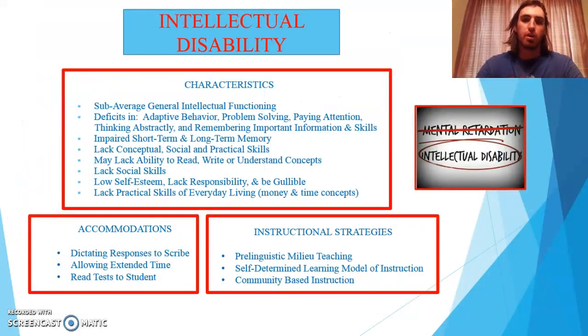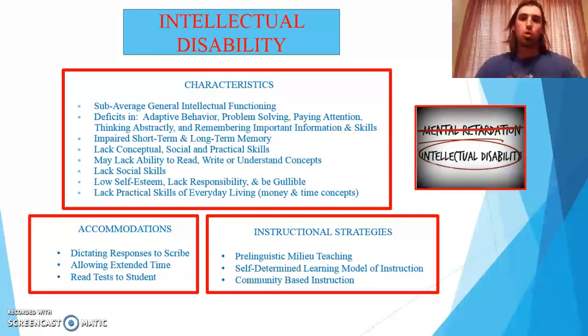Next, we're going to move on and talk about intellectual disability. Individuals with an intellectual disability have significantly sub-average general intellectual functioning along with deficits in adaptive behavior. They don't have the capability to problem solve, pay attention, think abstractly, or remember important information and skills. They have impairments with both short-term and long-term memory. They lack conceptual, social, and practical skills to function in everyday life. They may lack the ability to read, write, or understand money concepts. They lack social skills. They may have low self-esteem, lack responsibility, and be gullible.